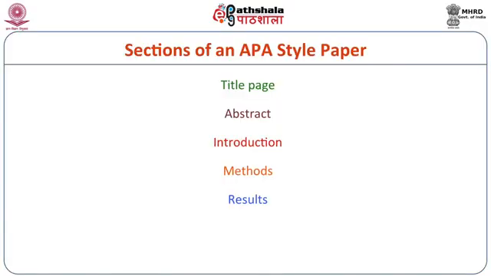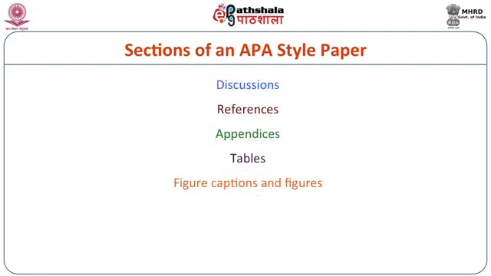Often we hear that your paper should be according to the APA style. What is this APA style paper writing? It needs title page, abstract, introduction, methods, results, discussion, references, appendix, tables, figure captions and figures. When you use all these things in your research paper, then according to the APA style, you have got a different setting to use them.